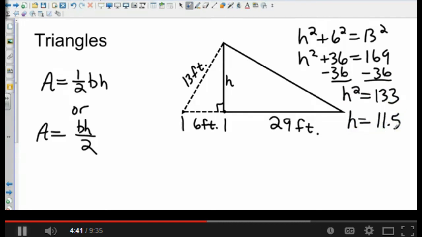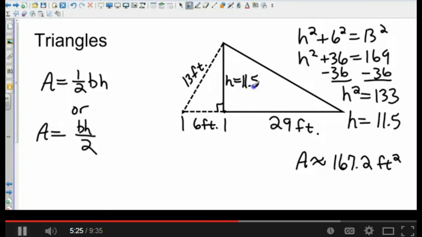So I'm going to take my 11.5 times 29, and then divide that by 2, giving me an area of approximately 167.2 square feet. If I took that height of 11.5, I could also find the perimeter by using those as a squared and b squared, finding the hypotenuse, and then adding all those together, which you may be asked to do. So be ready for that.